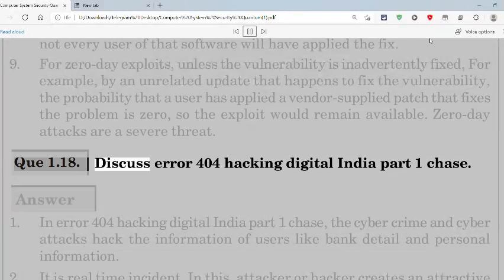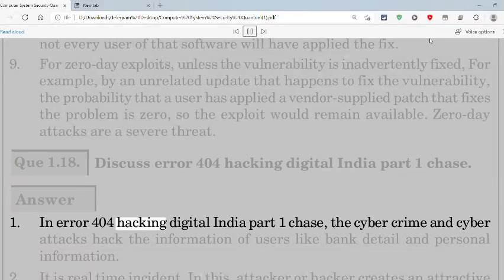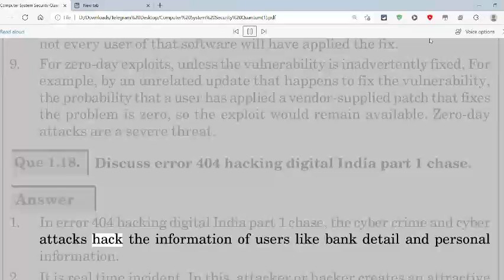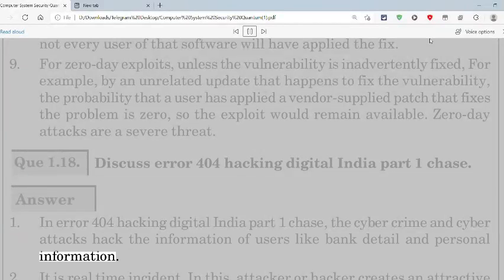K1.18. Discuss Error 404 Hacking Digital India Part 1 Chase. Answer. 1. In Error 404 Hacking Digital India Part 1 Chase, the cybercrime and cyber attacks hack the information of users like bank details and personal information. 2. It is a real-time incident.